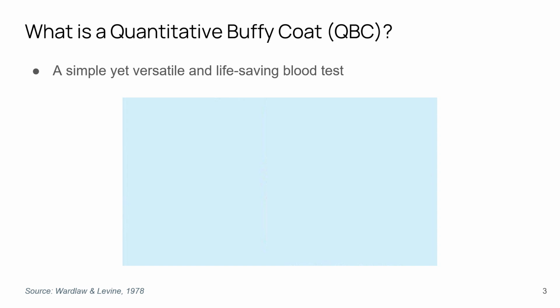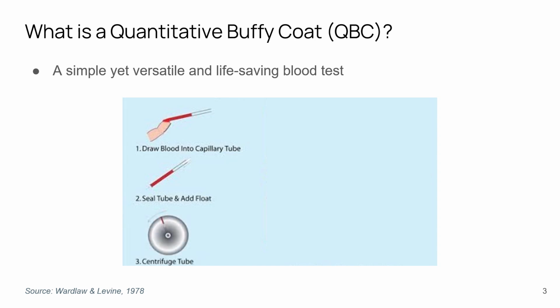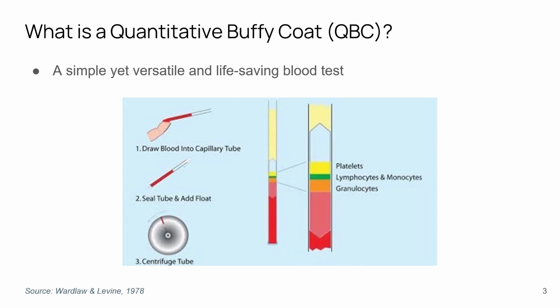The gold standard test to diagnose malaria is the simple quantitative buffy coat, QBC. For this test, blood is drawn into a small capillary tube. Then a float is added and the tube is sealed. Afterwards, the tube is centrifuged to split the blood into its component layers. And lastly, the size of each layer relative to the total blood sample is used to calculate vital blood parameters that can be used to diagnose malaria.